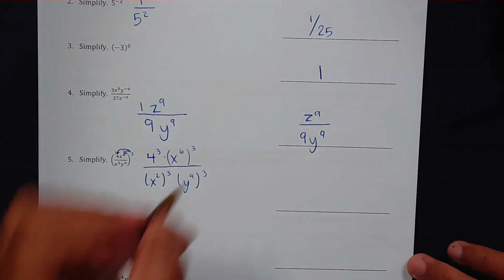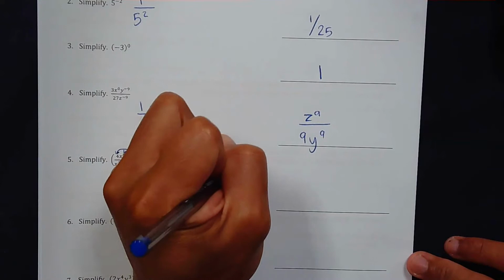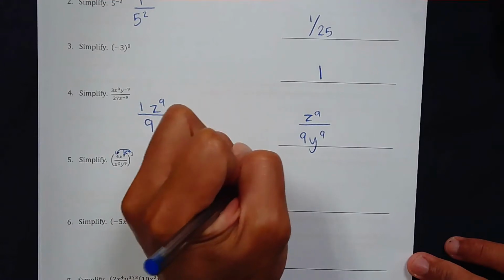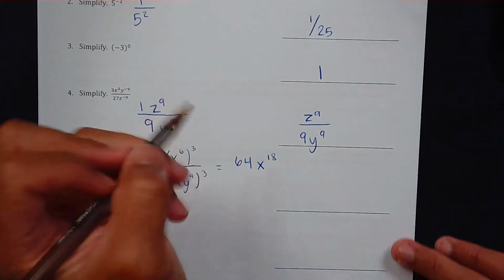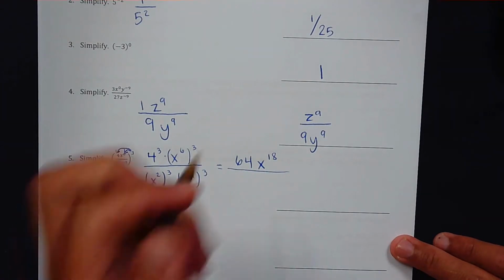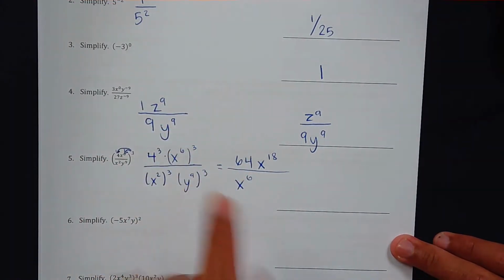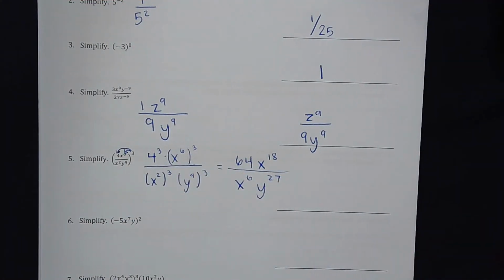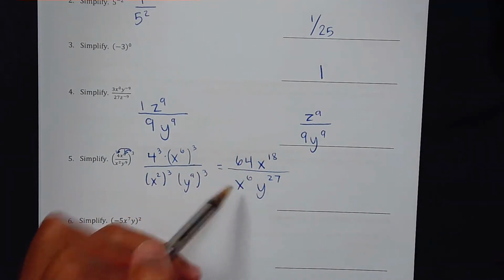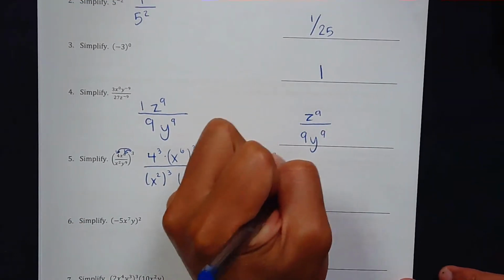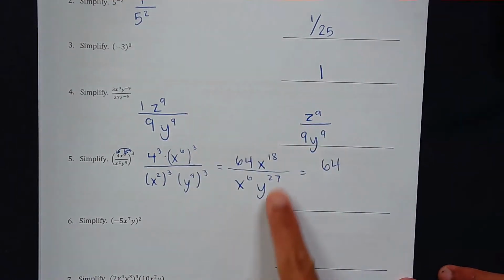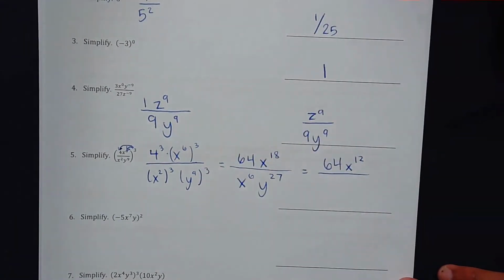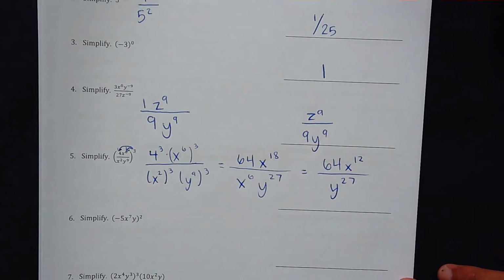All right, simplifying that a little bit more, 4 to the 3rd power gives us 64. x to the 6th power raised to the 3rd power. Remember, we multiply those exponents. That gives us x to the 18th. All divided by x to the 6th and y to the 27th. All right, remember, same base. This is division, so we subtract those exponents. Final answer, we get 64. Subtracting 18 minus 6, we get x to the 12th. That stays in our numerator, and in our denominator, we have y to the 27th.